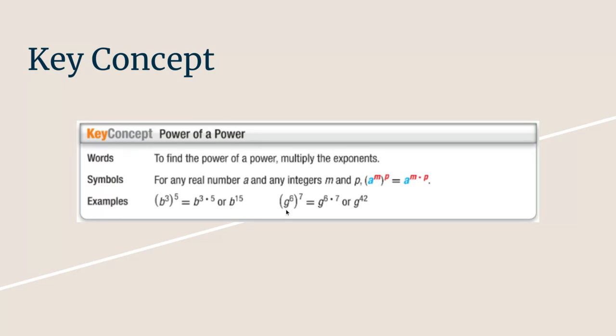Another example, g to the 6th to the power of 7. So that's when you multiply your 6 and 7 because there's nothing attached to the 7. So g to the 6 times 7 becomes g to the 42. So I'd like you guys to just take a second, copy this down into your notebooks, pause if you need to.